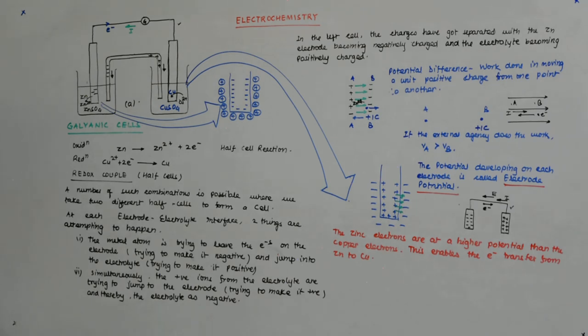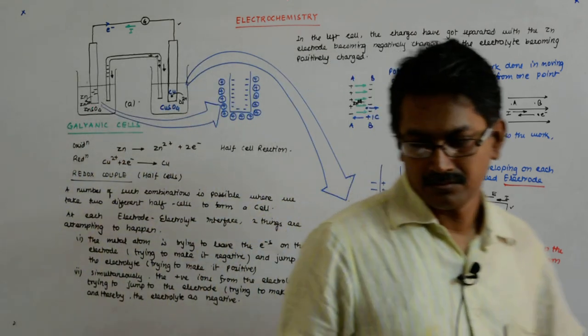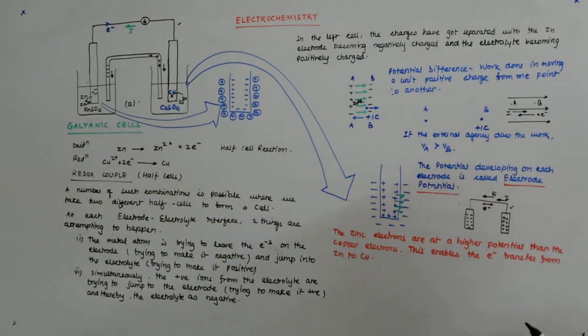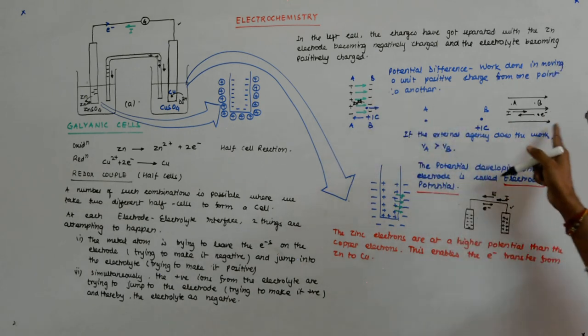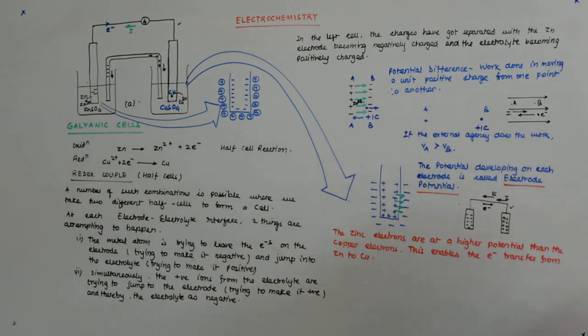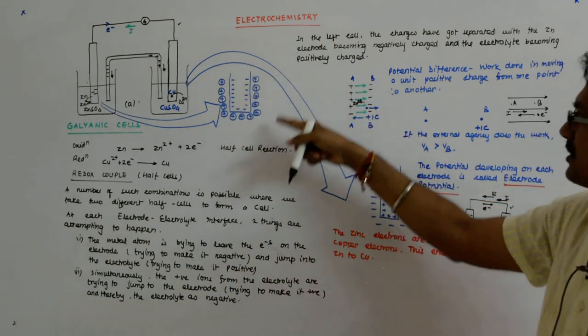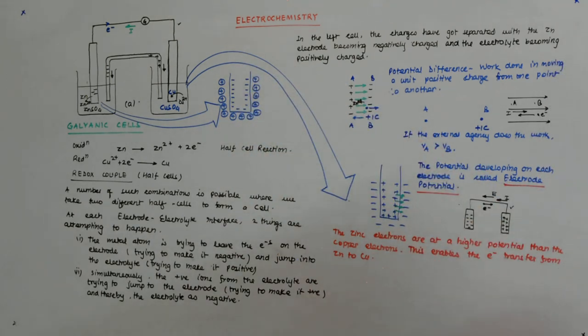When he said zinc is at a higher potential, it was the electrons of the zinc, not the zinc electrode. Okay, so actually this starts happening. And this is always sought to be neutralized by the salt bridge. Right. We understand.